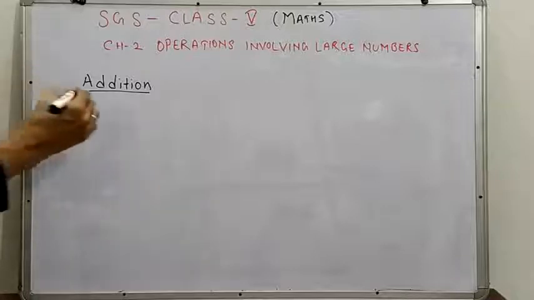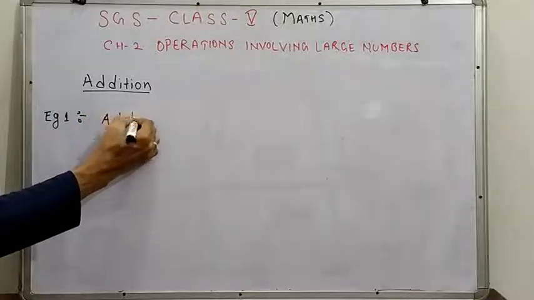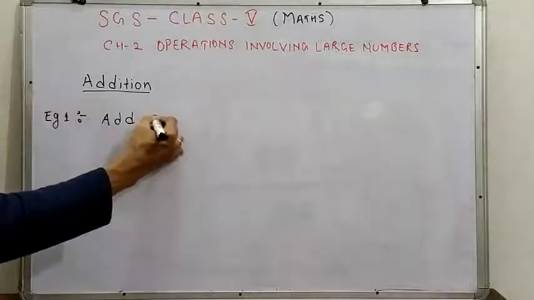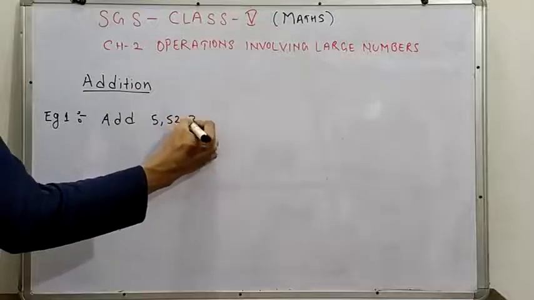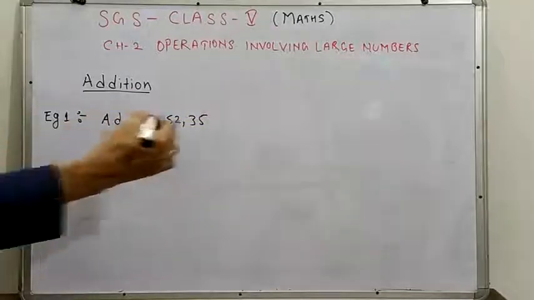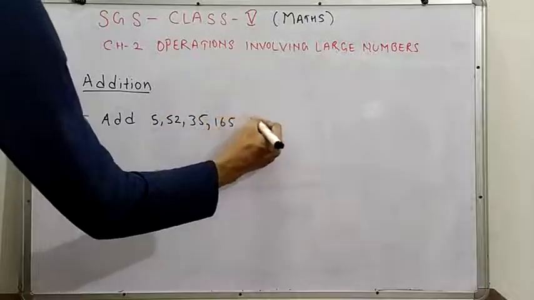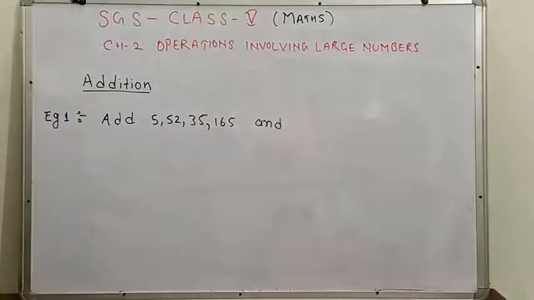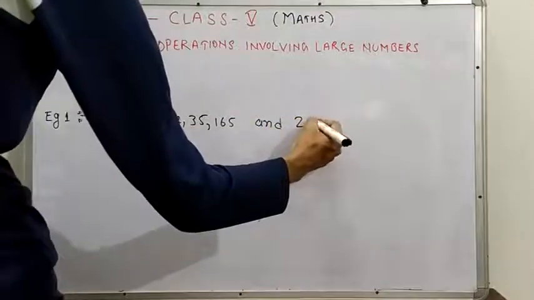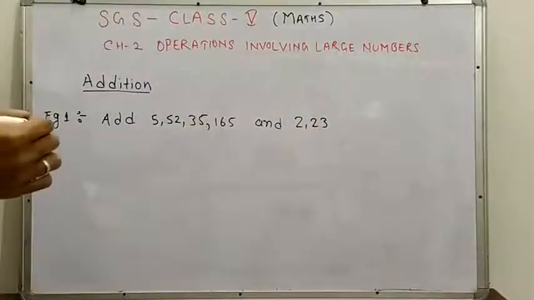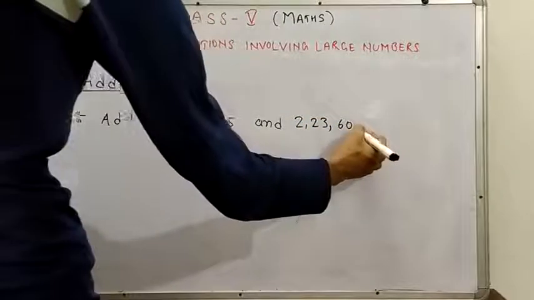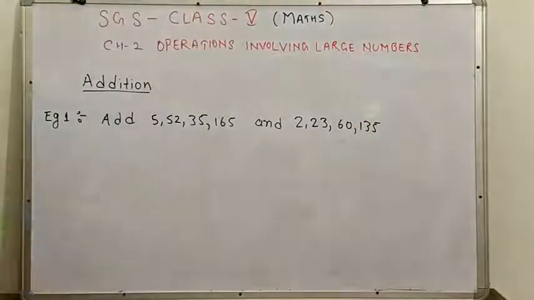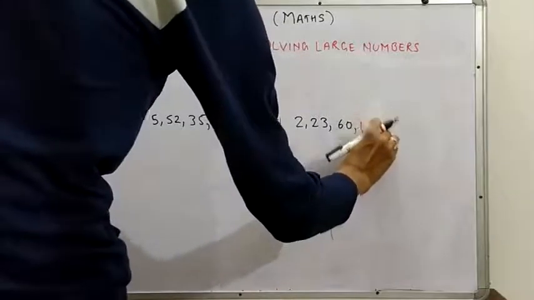If the question is given: add, means addition. Okay, add 552, 35, 165 and 223, 60 and 135. If these are the numbers given, this is 1 2 3, sorry, okay, 1 2 3.